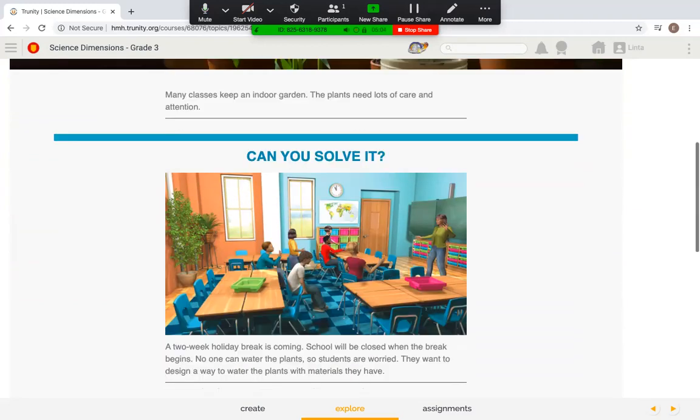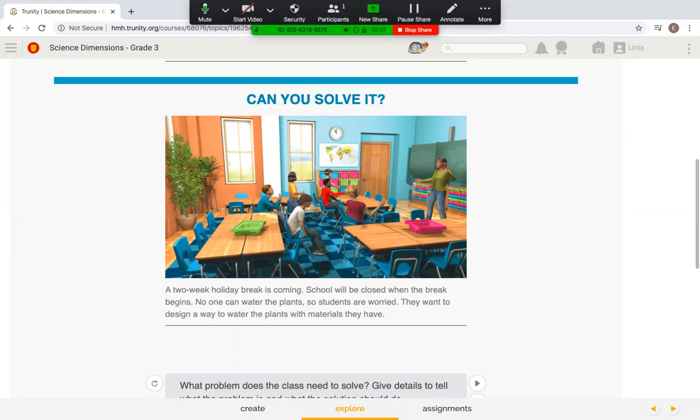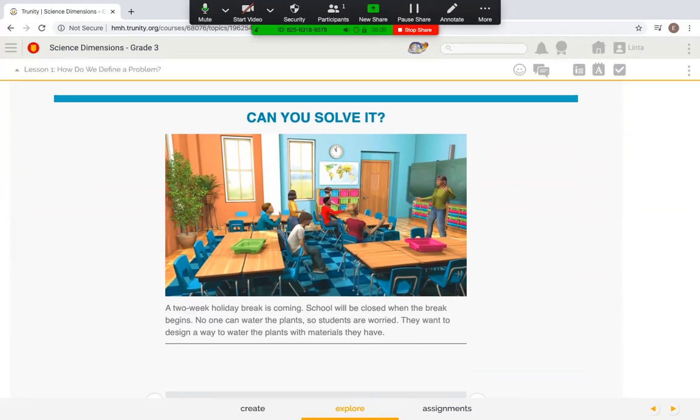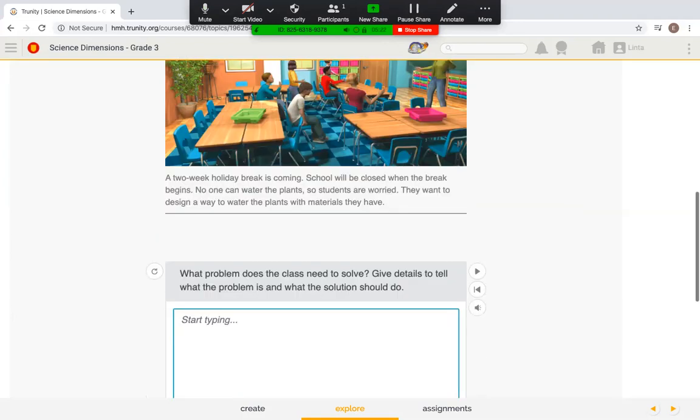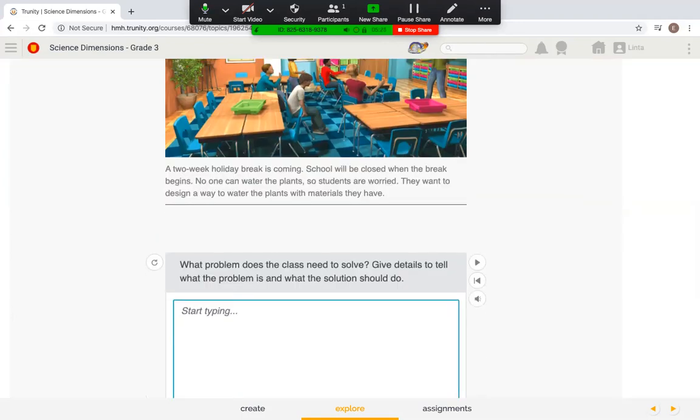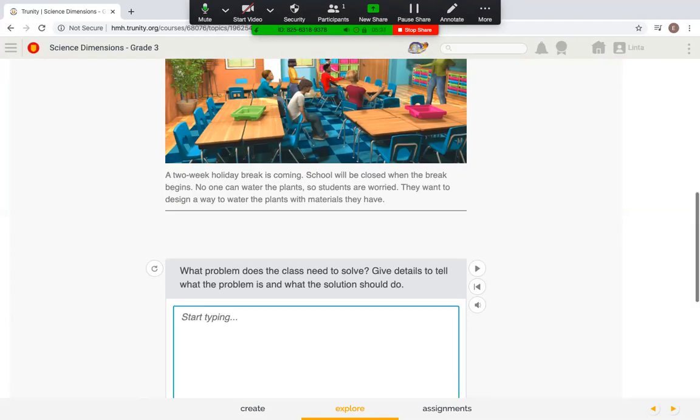Oh, a 2-week holiday break is coming. School will be closed when the break begins. No one can water plants, so students are worried. They want to design a way to water the plants with materials they have. What problem does the class need to solve? Give details to tell what the problem is and what the solution should do. Okay, I'll give you a minute. Please read aloud the problem you see under the picture here.